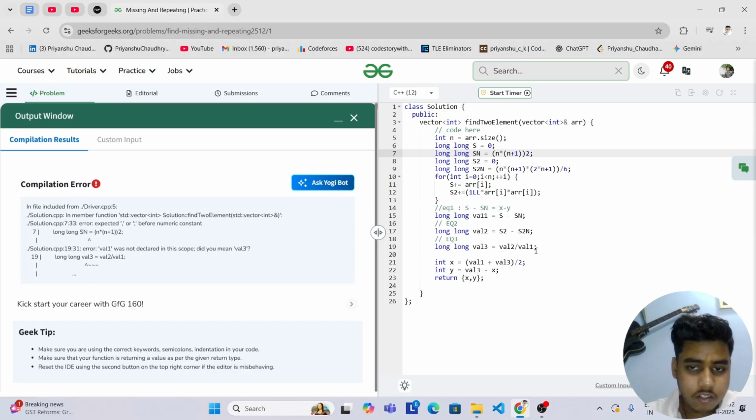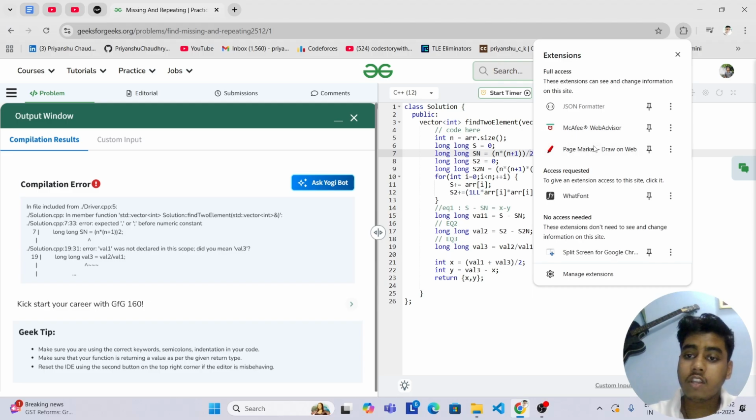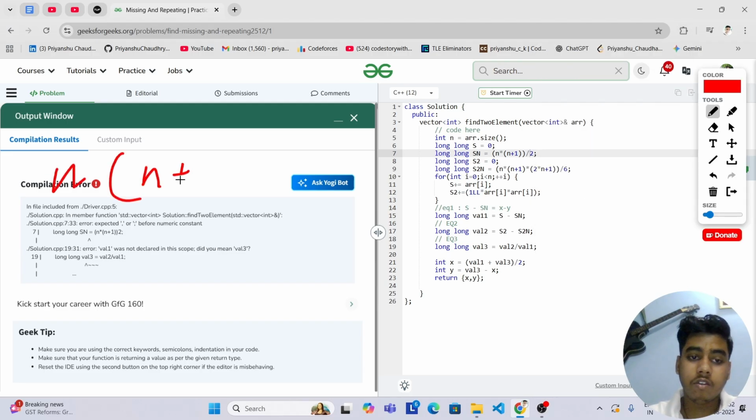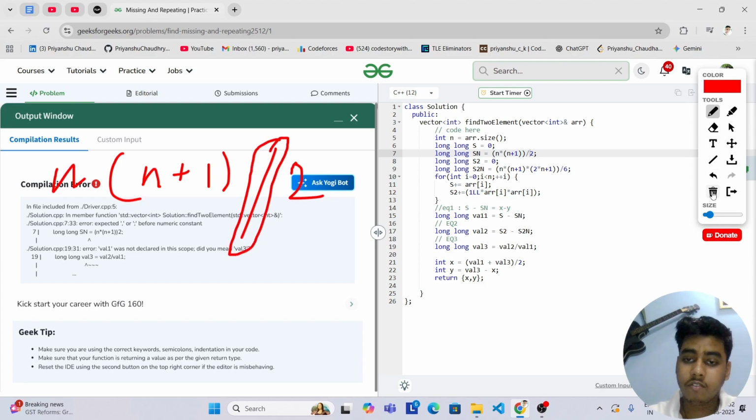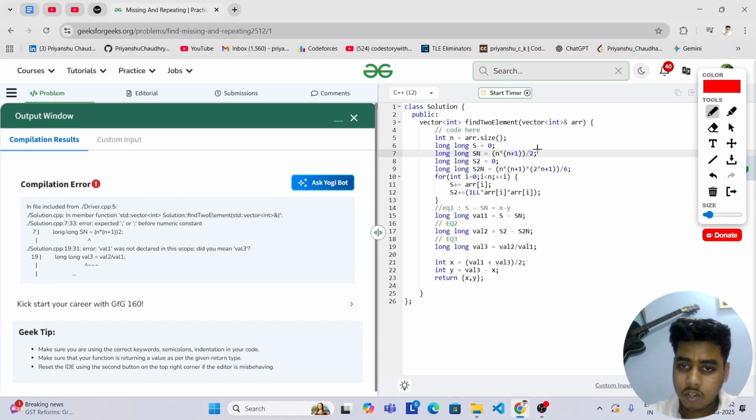Val 3 is equal to val 2 by val 1. Val 1 was not declared, but val 1 was declared. This shows that s minus sn is there, and the problem is in sn. We are using the formula n into n plus 1. The formula for the sum of the first n natural numbers is n into n plus 1 divided by 2, and I just missed this division by 2 by mistake. It was a silly mistake. Now I have fixed this.